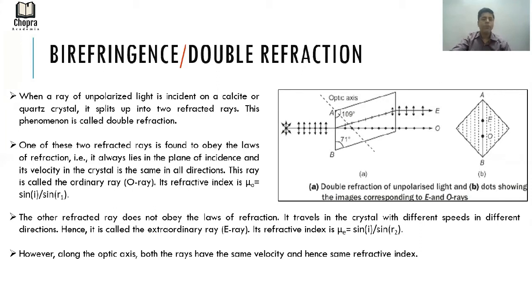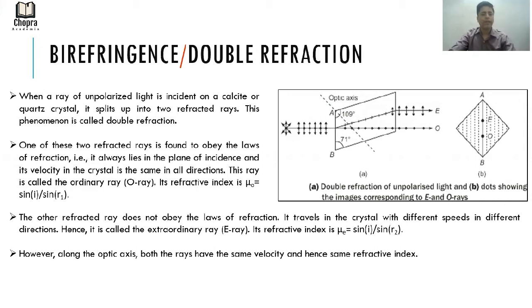One of these two refracted rays is found to obey the laws of refraction, that is, it always lies in the plane of incidence and its velocity in the crystal is the same in all directions. This ray is called the ordinary ray. Its refractive index is mu naught, which is equal to sin i by sin r1, where i is the angle of incidence and r1 is the angle of refraction for the O ray.